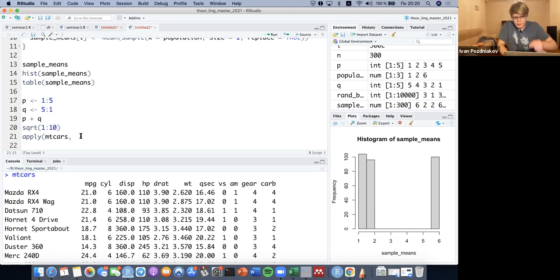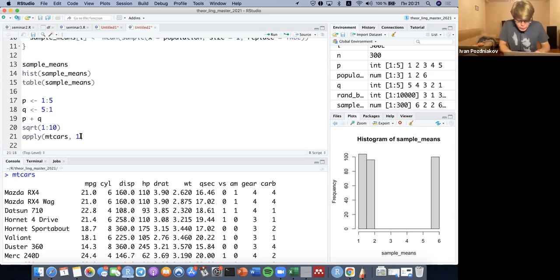Then you select rows or columns. For rows you have one, for columns you have two. We want to do something by rows, right? So that's why we use one. And then the function that you want to apply for these rows. And when I say function, I mean not a character value in square brackets. I mean function. So in this case, you actually apply a function as an argument in a function.